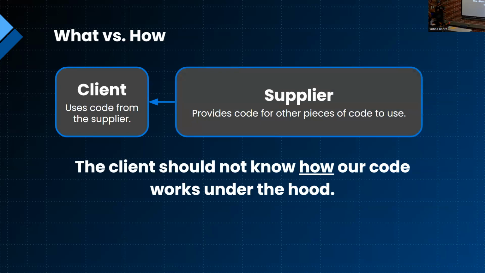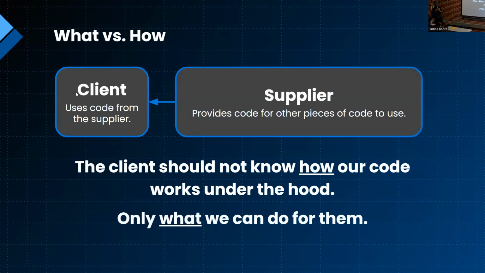Well, one way is that we need to make sure that the other piece of code, or client here, does not know the internals of how our code works, or that they know as little as necessary. Because simply put, the less they know about our code, the less they need to change whenever something changes. So they shouldn't know how we're working under the hood. We need to only allow them to know what functionality we can provide them. Now that's kind of abstract, so I'm going to give you all an example.